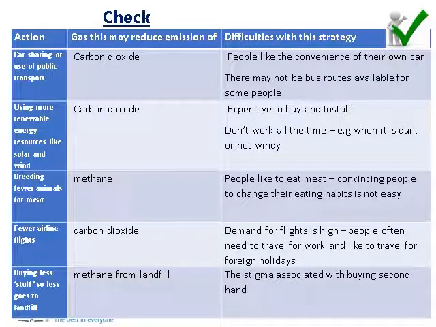And then buying less stuff that goes to landfill, stuff being food, household items, anything. Effectively, when it goes to landfill and starts rotting, methane will be produced. But there are difficulties with that, people don't like the idea of going to charity shops, buying stuff second hand, so it will be difficult to get people on board with that sort of thing.